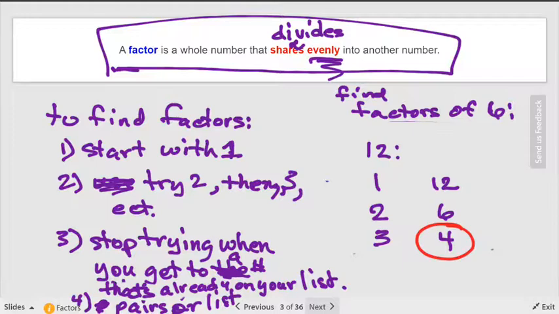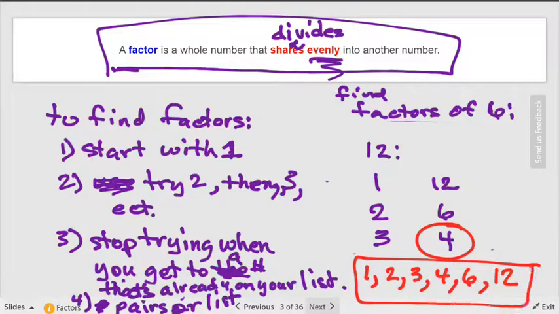It's already on your list, isn't it? We don't need to try 4. We just keep going until you get a number that's on your list, and then that's when you know to stop. So all the bigger numbers have already been accounted for. So make my list for me. What do I have? 1, 2, 3, 4, 6, 12. And that is every whole number that will divide evenly into 12.